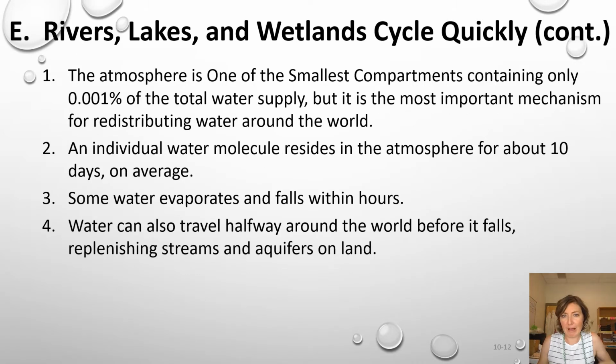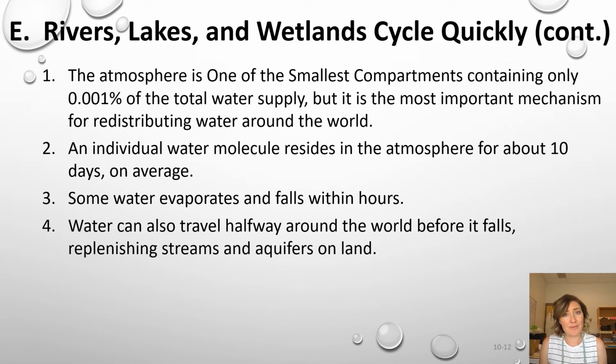Referring back to that little pie chart that we saw, the portion of freshwater gets smaller and smaller. The smallest portion in the hydrologic cycle that holds freshwater is going to be the atmosphere. So this is one of the smallest compartments. It contains only 0.001% of the total water supply, but it's one of the most important mechanisms for redistributing water around the world. When a water molecule evaporates off the surface of the earth and becomes its gaseous form, that water molecule can reside in the atmosphere for about 10 days on average before it condenses and falls back to the earth in the form of precipitation. Some water can evaporate and fall back to the earth within a matter of hours, depending on what conditions the atmosphere has that particular day.